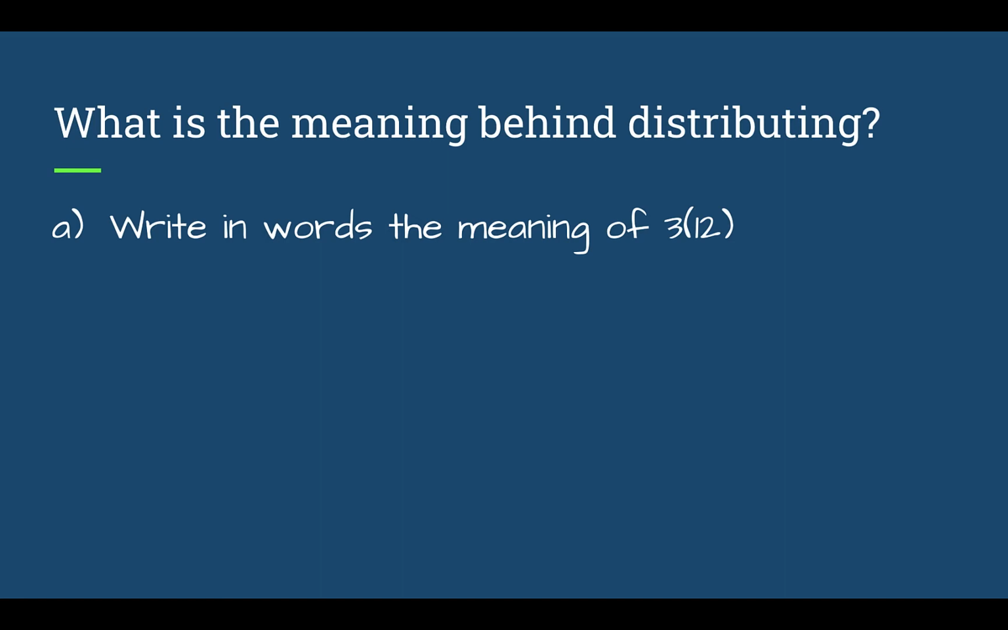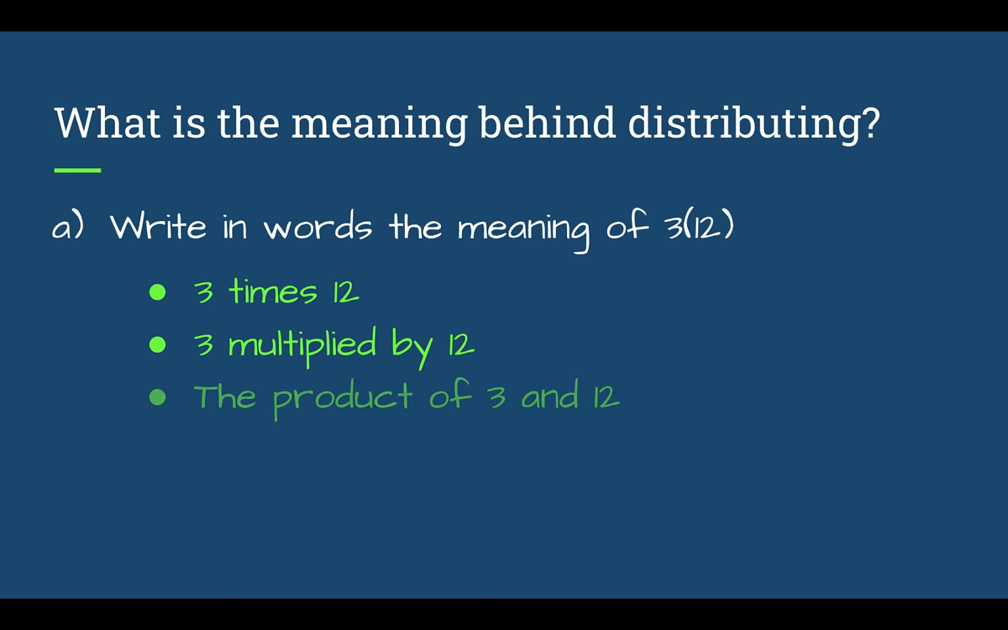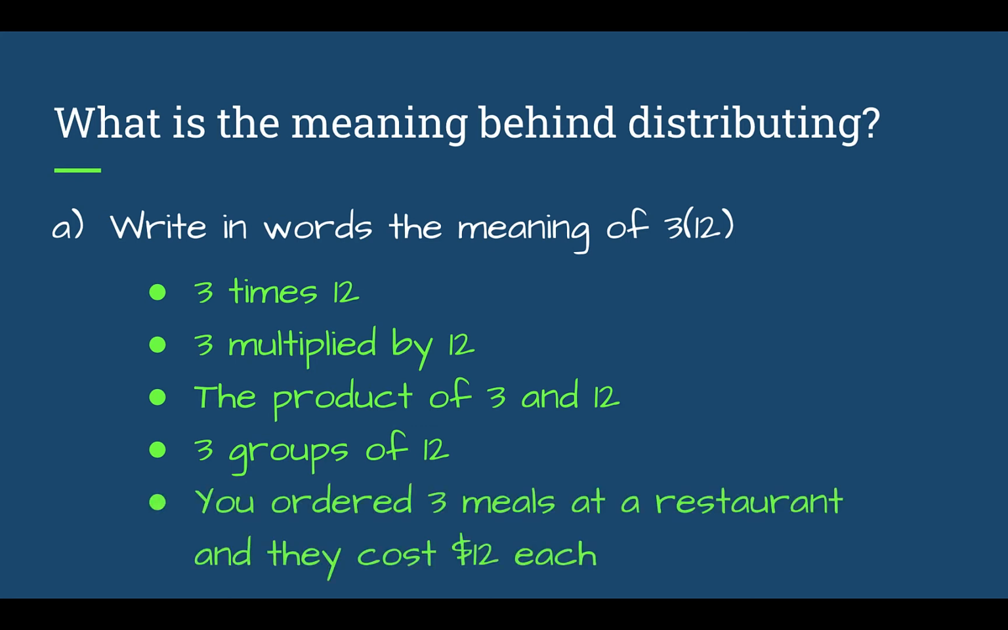First, write down as many words or meanings as you can of 3 parentheses 12. Pause the video and write down what you can. Right, hopefully you had a chance to write some stuff down. I came up with 3 times 12, 3 multiplied by 12, the product of 3 and 12, 3 groups of 12, and then a real situation: you ordered 3 meals at a restaurant and they cost $12 each.